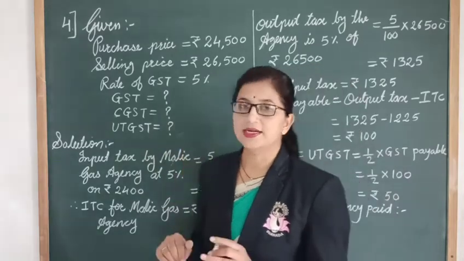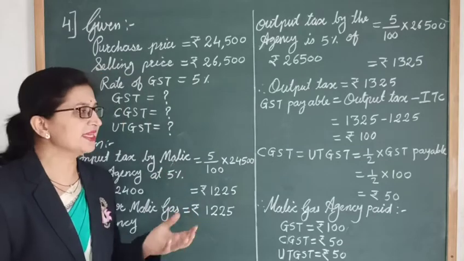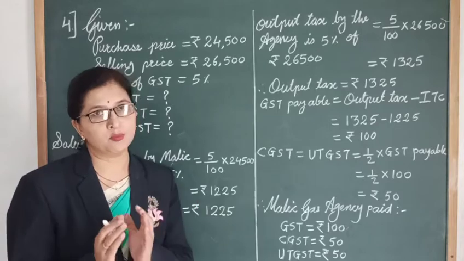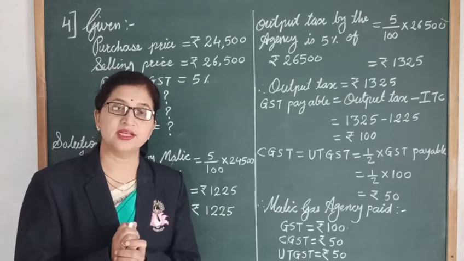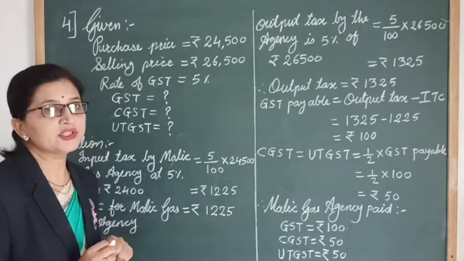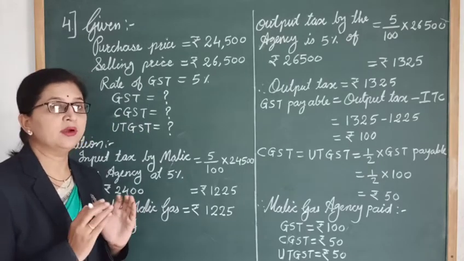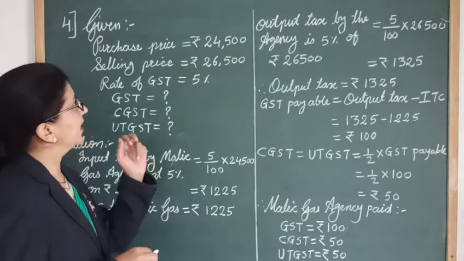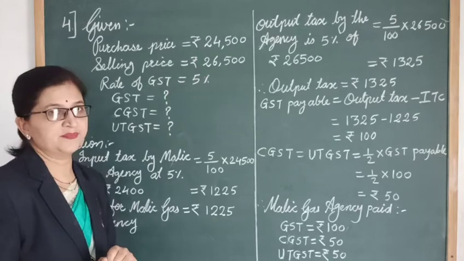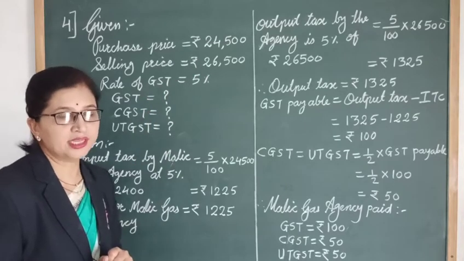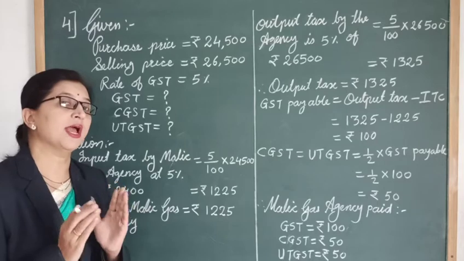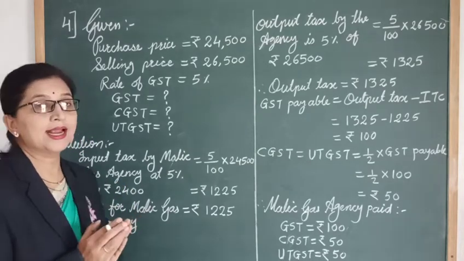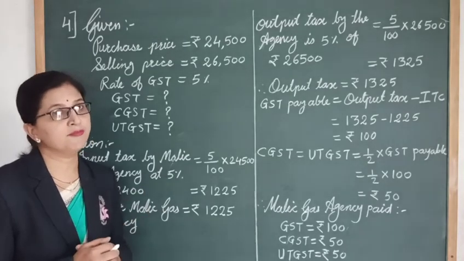Okay, so let's solve this example. In the previous examples, we were given the input tax and output tax, and we were asked to find out the GST payable. But in this question, instead of giving the input tax and output tax directly, we are given the purchase price and selling price. And the rate of GST is also given. So here, first of all, we have to find out the input tax. Okay, that is tax paid at the time of purchasing.